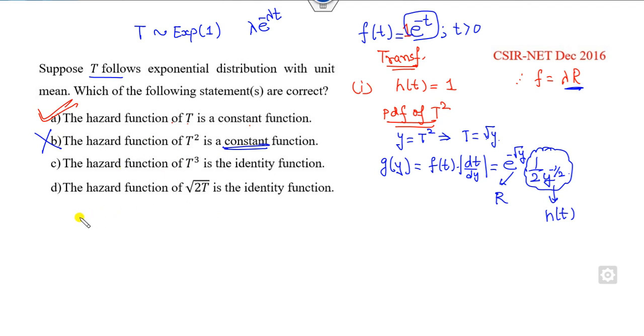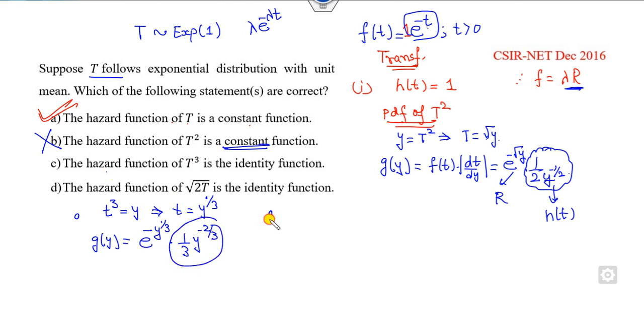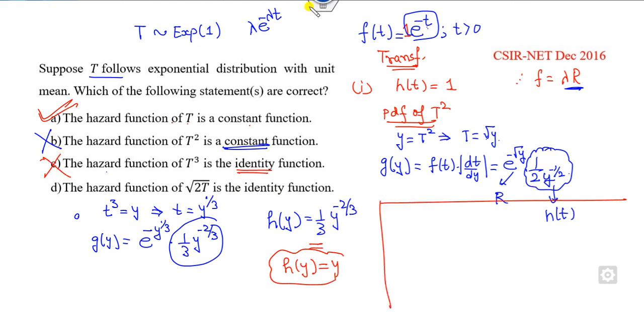Hazard rate of the t cube. So I can find, say t cube is my y. Fine. So t is my y raised to power 1 over 3. So if I consider the function of the y, I can substitute value of here e raised to power minus y raised to power 1 over 3 into derivative of this. Fine. So this is my hazard function. So h of y is 1 over 3 y to the minus 2 by 3. When it will be the identity? This is identity only when this holds, but it is not hold, so this option is also cancelled.